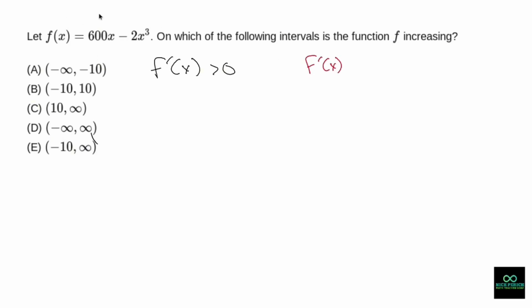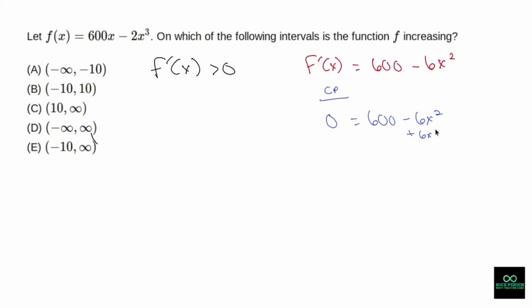F prime of x. Power rule, power rule. The derivative of 600x is 600, easy peasy. Minus the derivative of 2x cubed, which is 6x squared. Now to find our critical points, we set this equal to 0. Critical points mean that we have a place where something changes from positive to negative, or increasing to decreasing, or vice versa, decreasing to increasing. So we care about this.